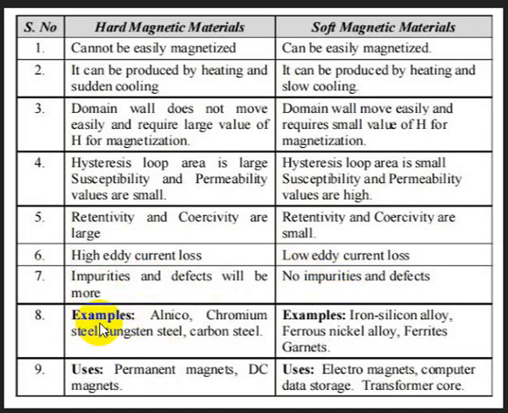Number 8 point is the examples. The examples of the hard magnetic material are alnico, chromium steel, tungsten steel, carbon steel, and the examples for the soft magnetic materials are the iron silicon alloy, ferrous nickel alloy, ferrites, garnets. Number 9, uses. The hard magnetic materials are used as the permanent magnets, DC magnets, and the soft magnetic materials are used as the electromagnets, computer data storage, and the transformer core. I hope you understand the lecture clearly.